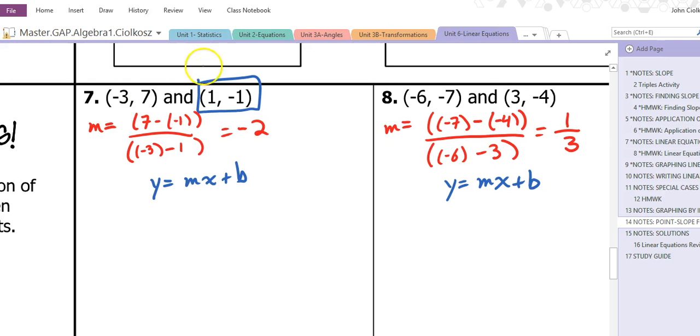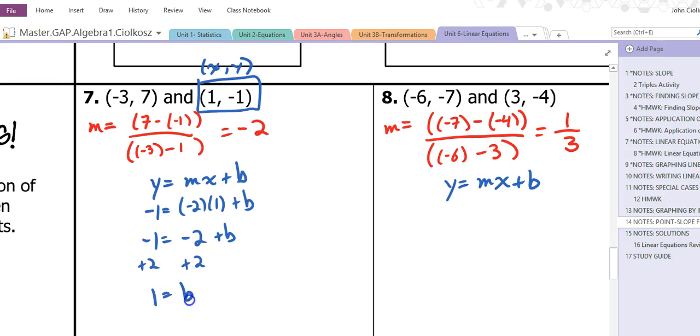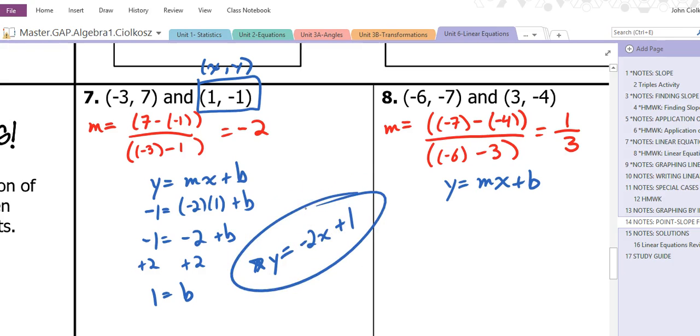So now I have my x and my y, and I have my m. So I'm going to plug in. Y is negative 1, m is negative 2, x is 1. I don't know b. So solving just how we did above, here it's negative 2, so I'm going to add it to both sides. So 1 is my b. So my final answer, y equals m, negative 2x, positive 1, so plus 1.